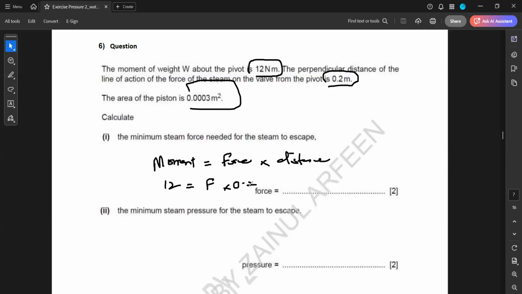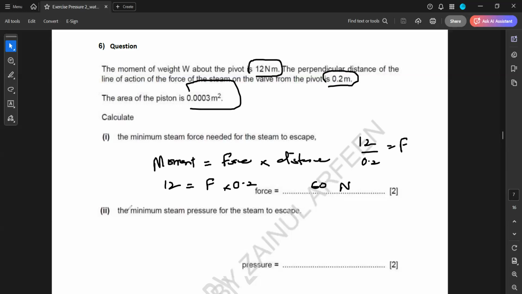So 0.2 is multiplied on one side, on the other side it will be divided. So it will be 12 divided by 0.2, right? Yes. This will give you an answer of 60 Newton. So the force is equal to 60 Newton.